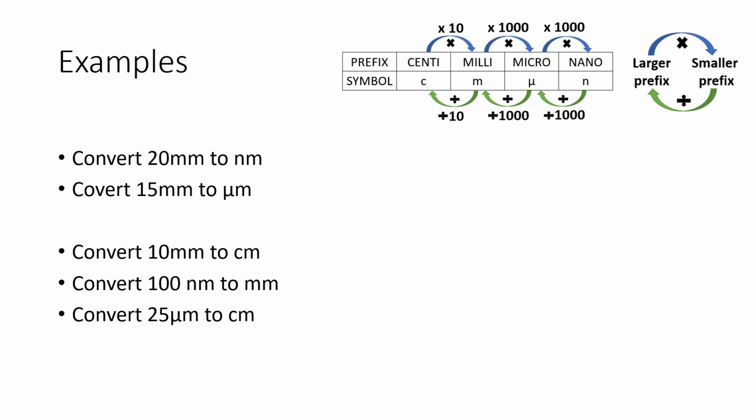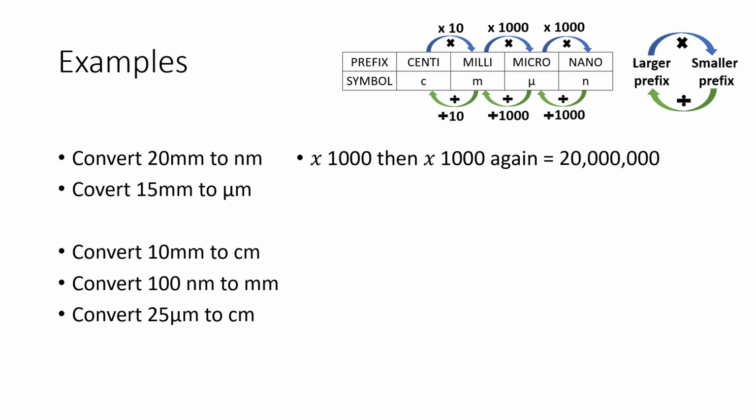So first off, to convert the 20 millimeters into nanometers, we are going from a larger prefix to a smaller prefix. So in this case, we're going to be timesing by a certain number. Rather than try and do it all in one go, we can simply go from millimeters down to micrometers. We've got to times by 1,000, and then to go from the micros to the nanos by timesing by 1,000 again, which gives us a value of 20 million.